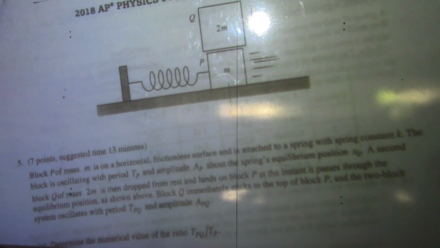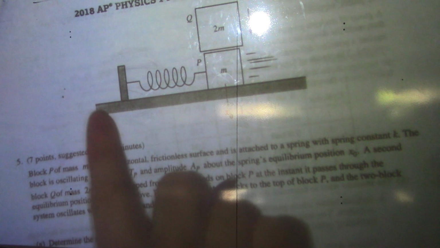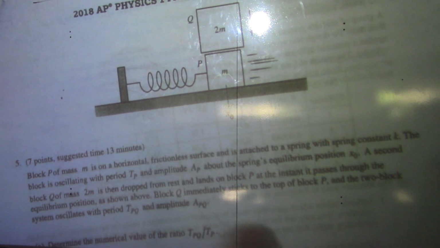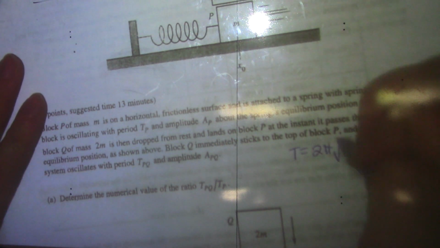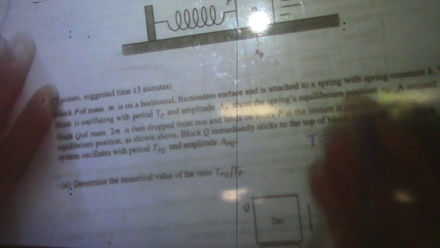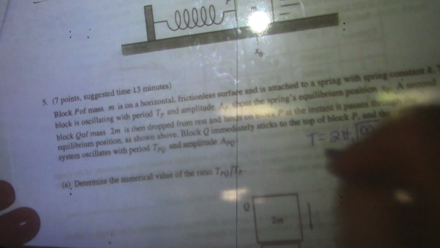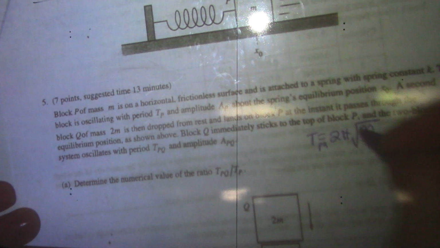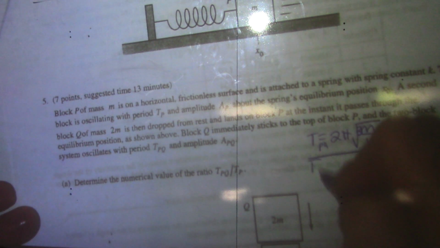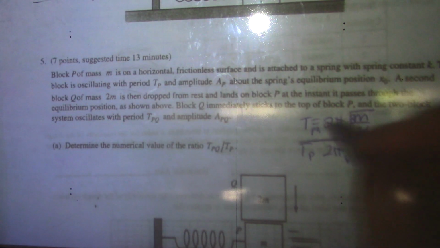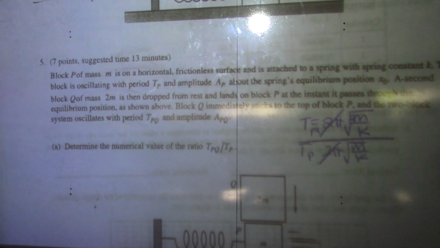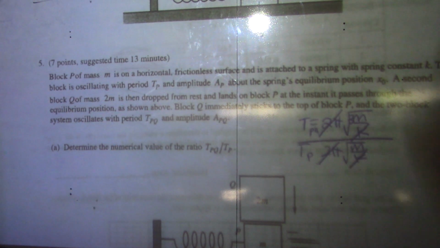We've got a block, and at first it's just M on a spring, and now it is 2M on a spring. I want to find the ratio of the period. So the period is 2 pi square root of M over K. So period PQ has all the masses, which is 3M, over period P, which is just 1 mass. If we're dividing this over this, the 2 pi's cancel out, the k's cancel out, and the m's will cancel out, but you are left with a root 3, which is your numerical ratio, equals root 3.